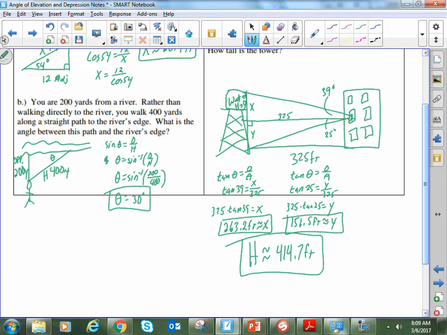Also keep in mind angle of elevation and angle of depression. They're both made from a horizontal line, however angle of elevation is above the horizontal line, while angle of depression is below it. All right, so we'll be giving you guys some practice work over this material very shortly.